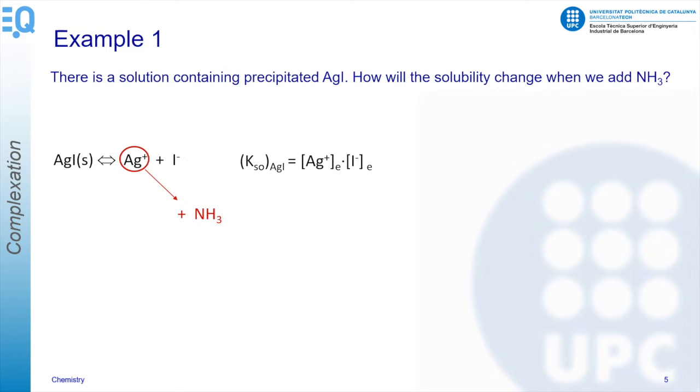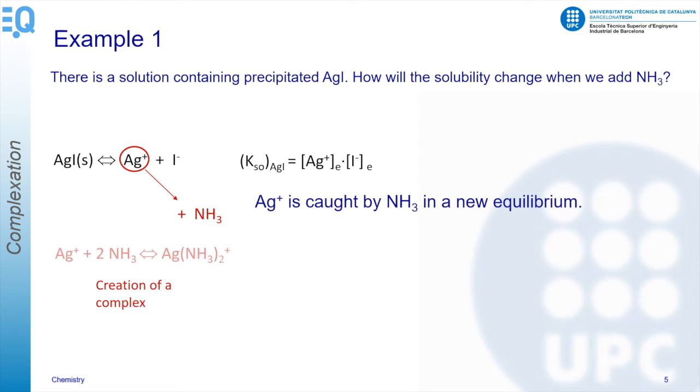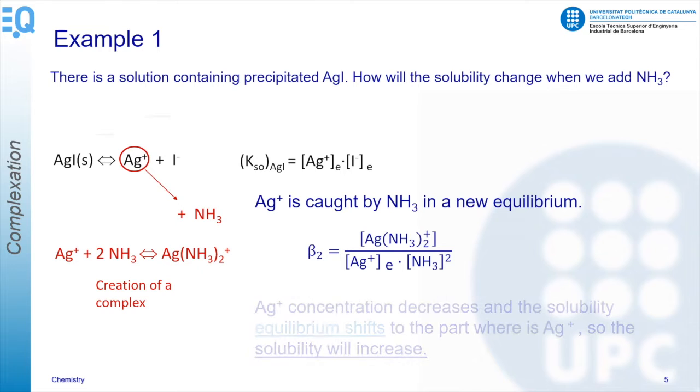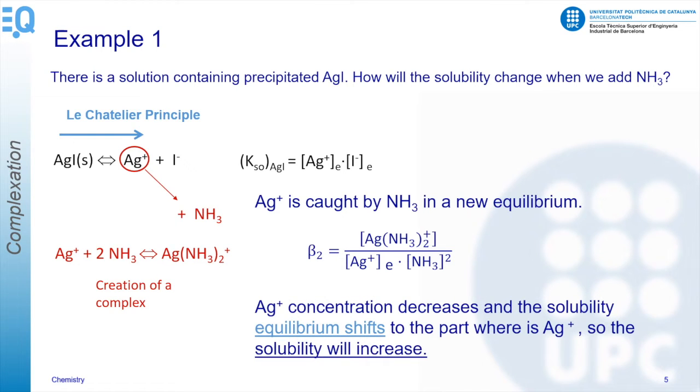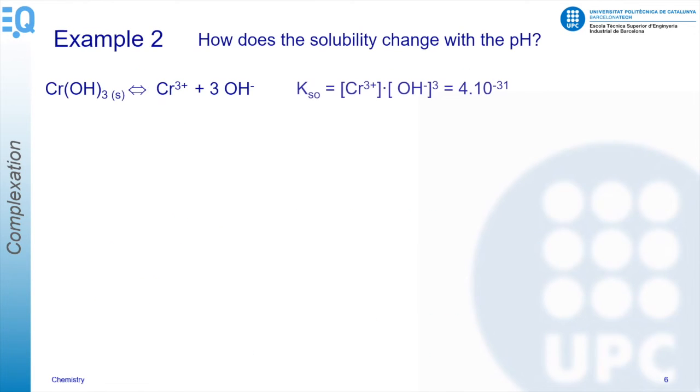When adding ammonia, the silver cations can bond to it and form a coordination complex. Therefore, free silver cations are reduced in the solution. The solubility equilibrium shifts towards the right according to Le Chatelier's principle to balance the diminishing concentration. In the next exercise, we're going to see how the solubility changes with pH.